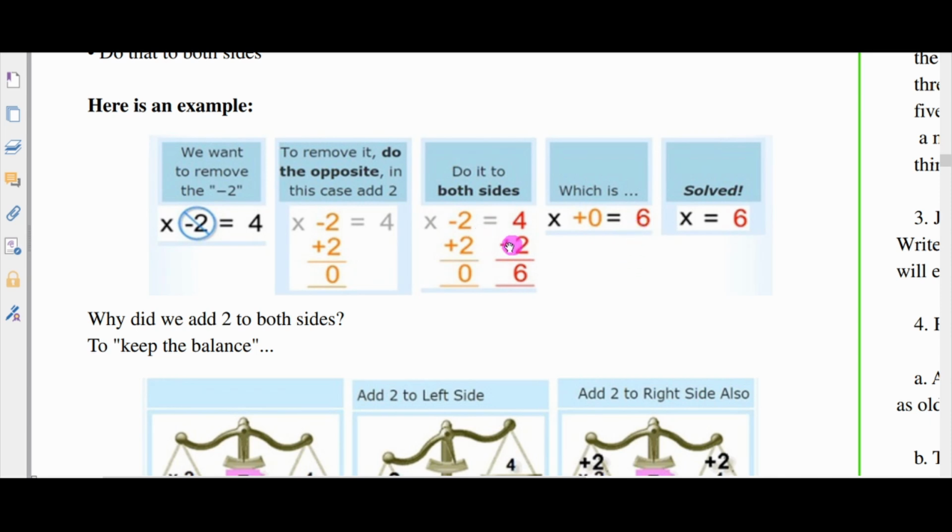But we'll get to that in a later lesson, all right? Which is x plus 0 is equal to 6. Now, anything plus 0 is the same thing, right? So we could say x is equal to 6, and this is solved. Now, there's a certain thing about balance that we will come to.